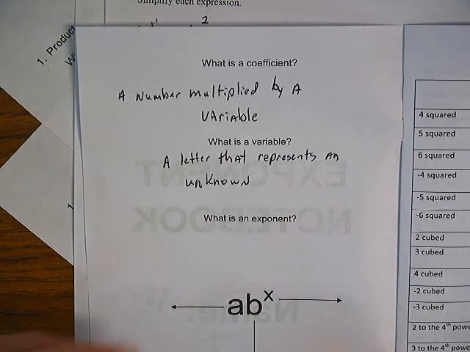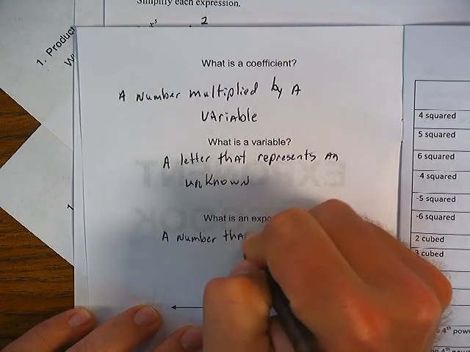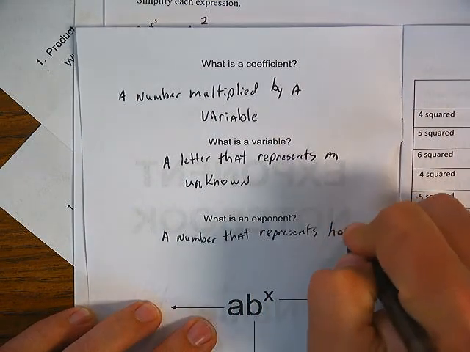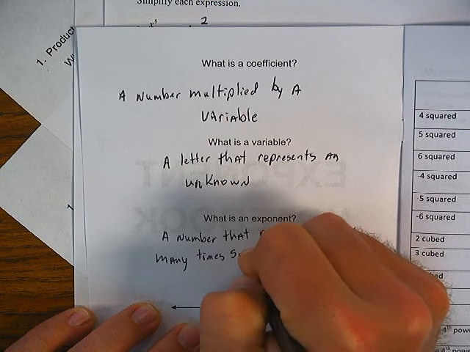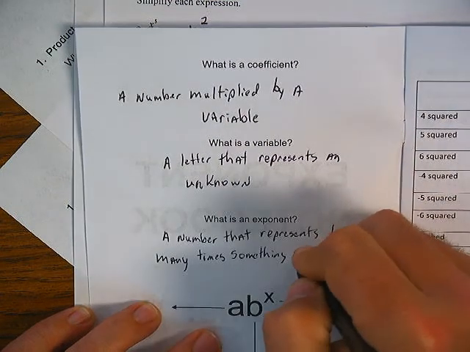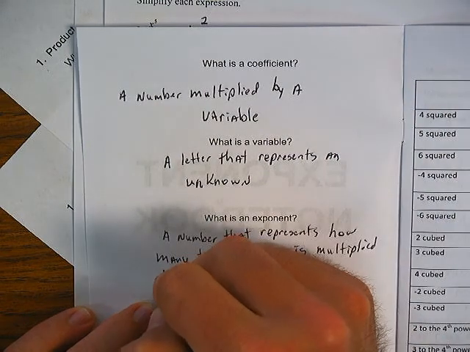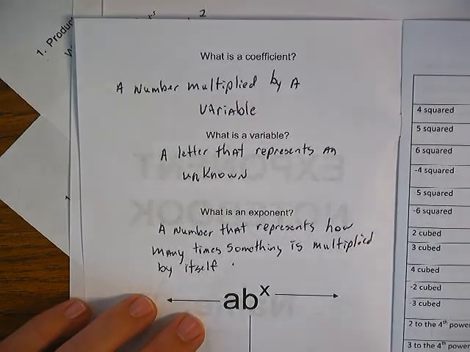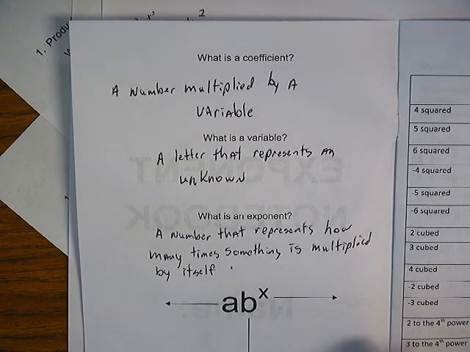And an exponent, it's a number that represents how many times something is multiplied by itself. It's a number that represents how many times something is multiplied by itself. So if it's x to the third, that means x times x times x.